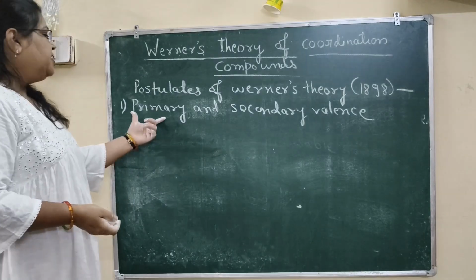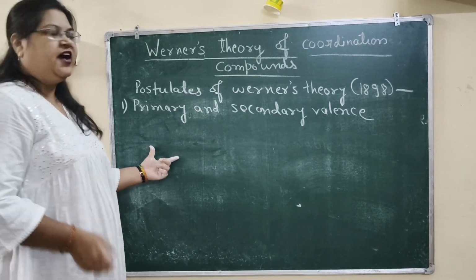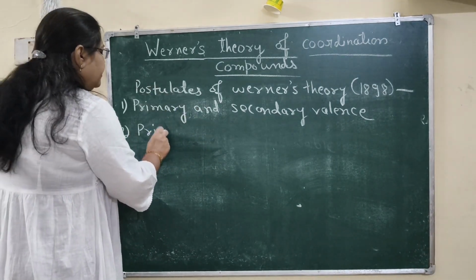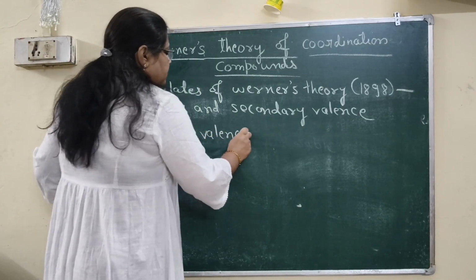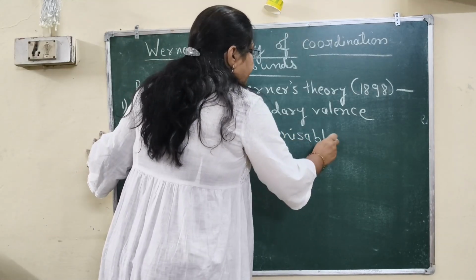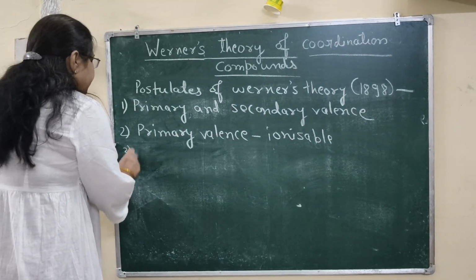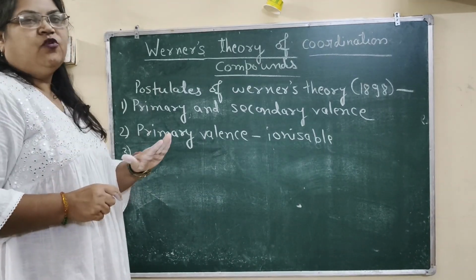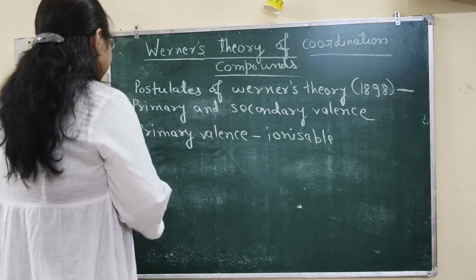Now students, primary valence is ionizable. ये ionizable है and it is satisfied by negative ions. Second point, primary valence, जैसे आपने अभी example में भी देखा, primary valence ionizable and it is satisfied by negative ions. Now third point is your secondary valence is non-ionizable and it is satisfied by neutral molecules or negative ions. This is your non-ionizable secondary valence.